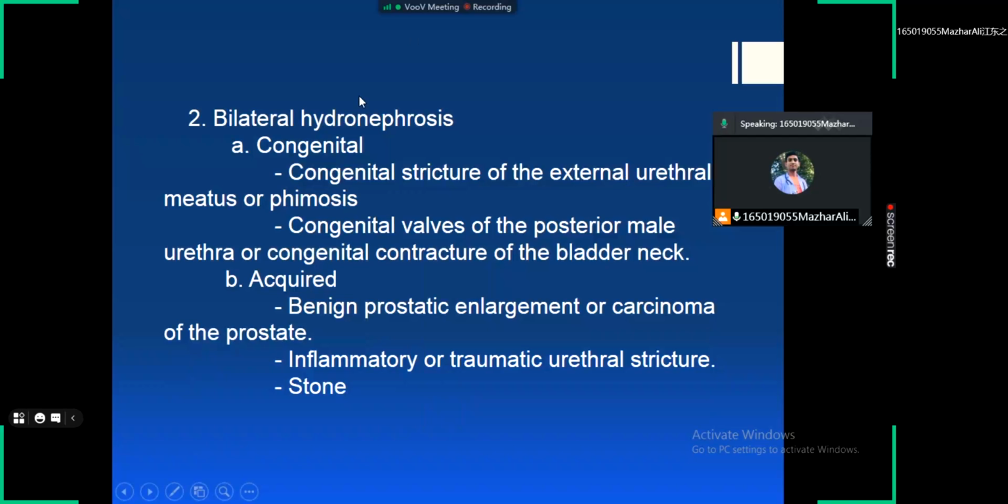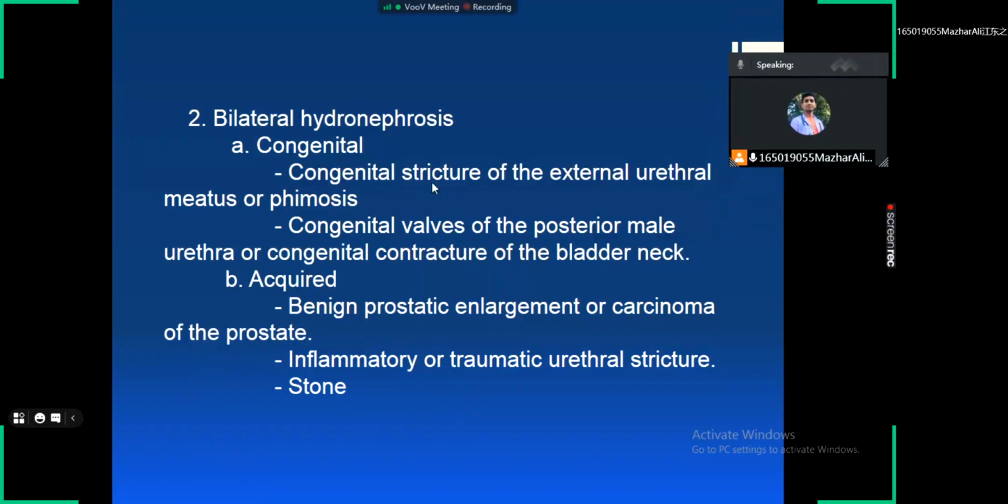Then there is bilateral hydronephrosis, congenital. A congenital stricture of the external urethra, like meatal stenosis or phimosis. This is a congenital stricture of the external urethra. Then congenital valves of the posterior male urethra or congenital contracture of the bladder. They can also lead to bilateral hydronephrosis, a congenital condition.